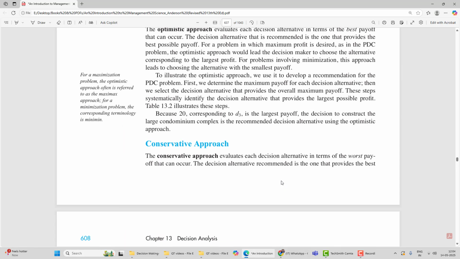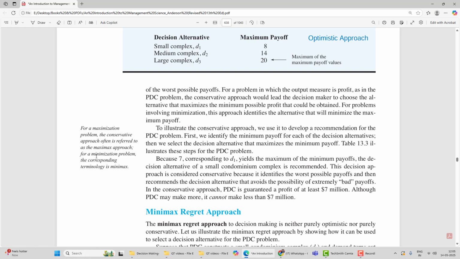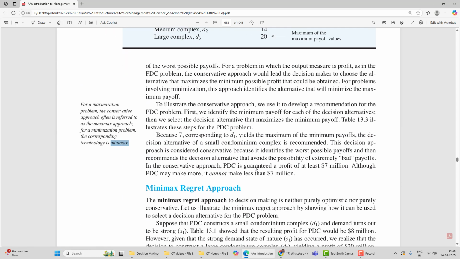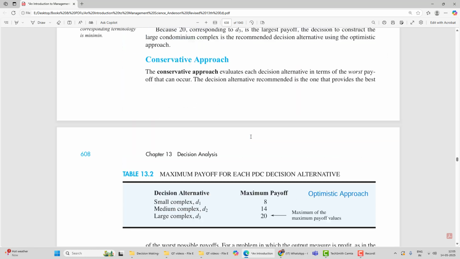If it is a conservative approach, or we can call it pessimistic approach, here they are going to look at the worst payoffs which can occur. So obviously they are going to get into a Minimax approach. Minimax. So they will look at the minimum payoff scenarios, and out of that then they will go for maximizing the payoff. After all, they are business people. So it will be looking like this.